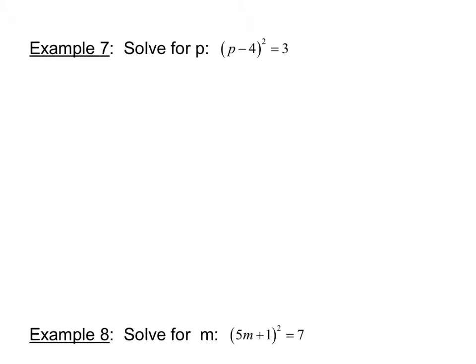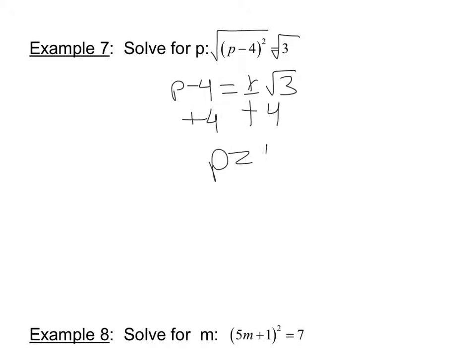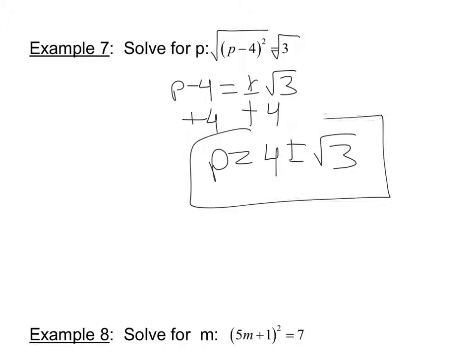So again, everything being squared is in the parentheses, square root, so you get p minus 4 equals plus or minus the square root of 3. Can't simplify that. Add the 4, so you get p equals 4 plus or minus square root 3. There are your final answers. Okay?